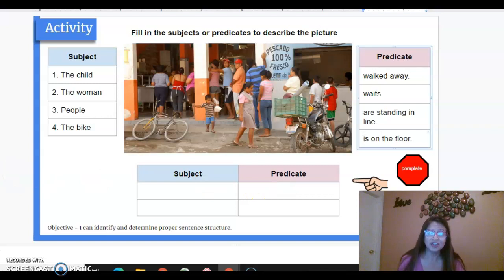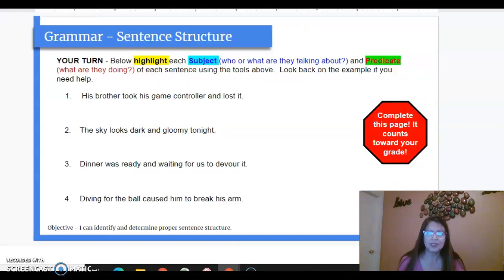And on the next slide, you're going to do some work all by yourself. It's going to look like this. So this is your turn. There are 4 sentences, and you're going to highlight each subject. Remember, the subject is who or what they are talking about in the sentence, and the predicate is what they are doing. You're going to do this for these 4 sentences.